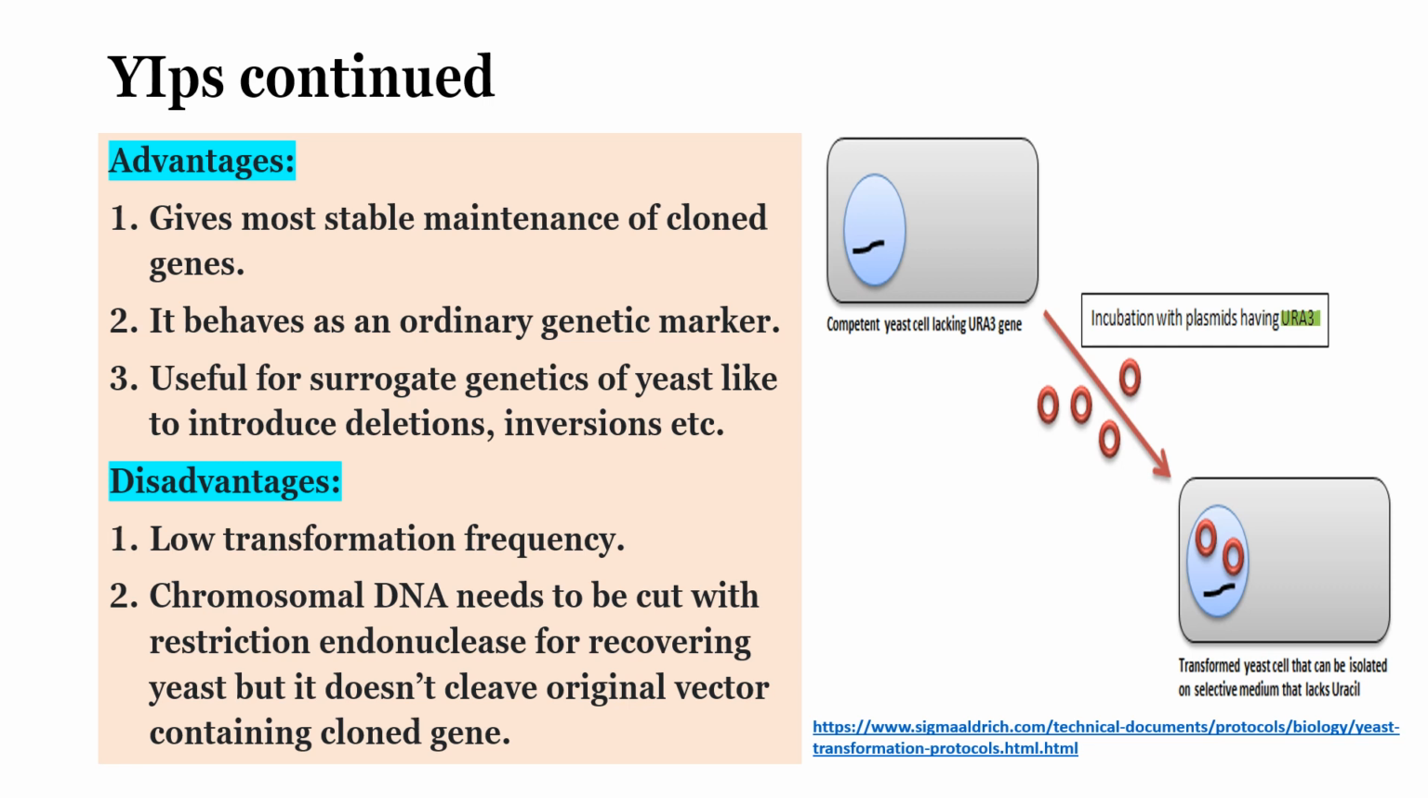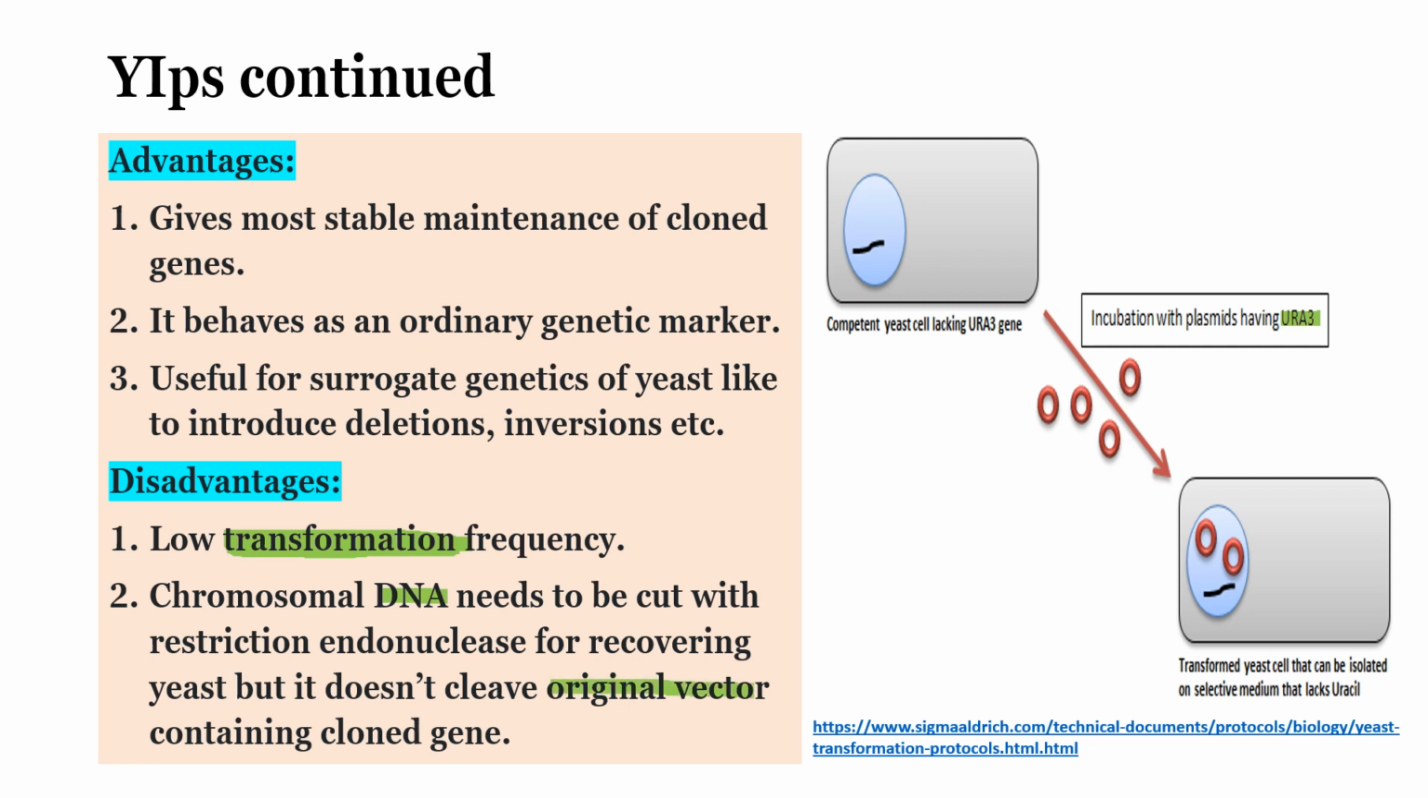What are the disadvantages? As we studied in the previous slide, it has a low transformation frequency. And also, if we want to recover this plasmid, we need to cut the chromosomal DNA, and then we will have to retrieve our cloned gene and our original vector.